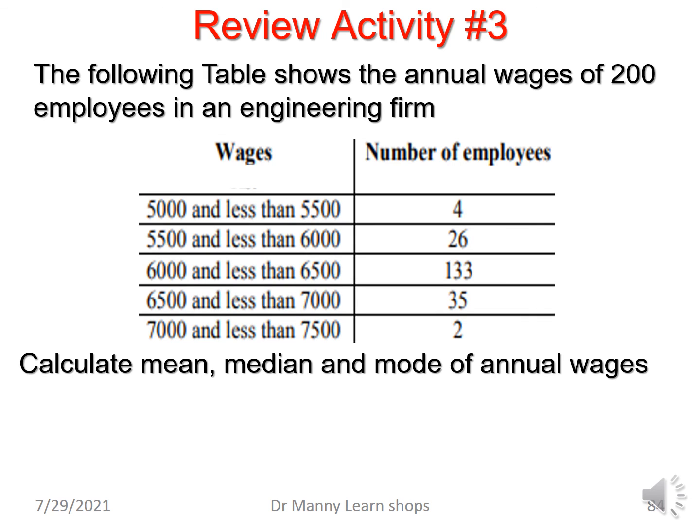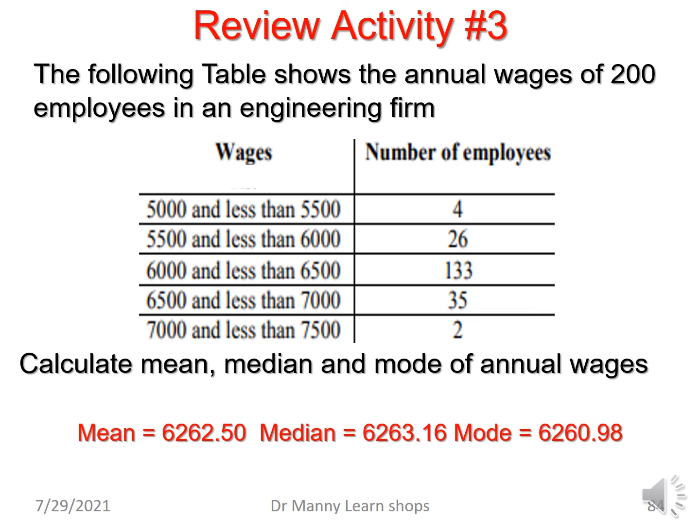The following table shows the annual wages of 200 employees in an engineering firm. Calculate the mean, median, and mode of the annual wages. You can do this with your PDF version. The mean is 6262.5, the median 6263.1, the mode 6260.9.